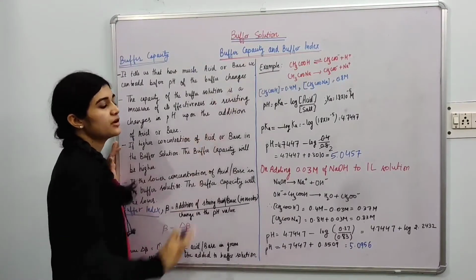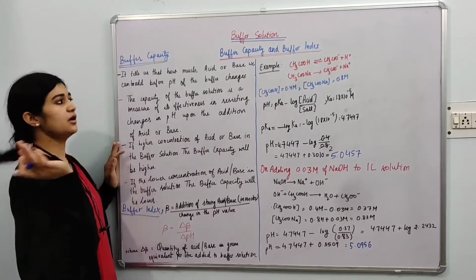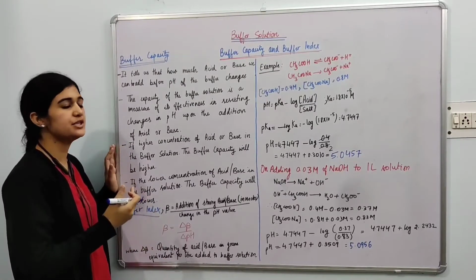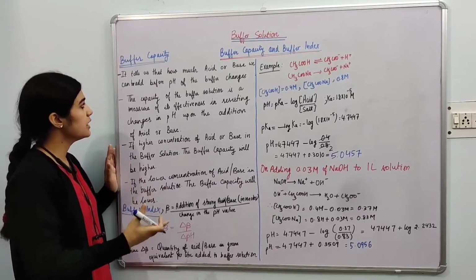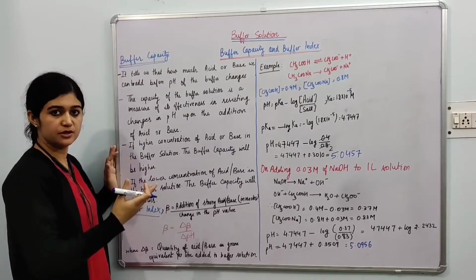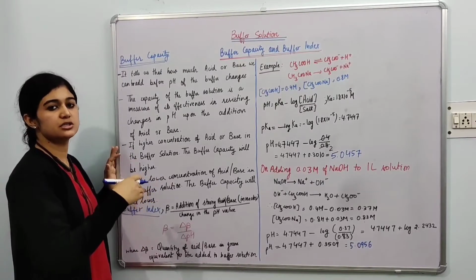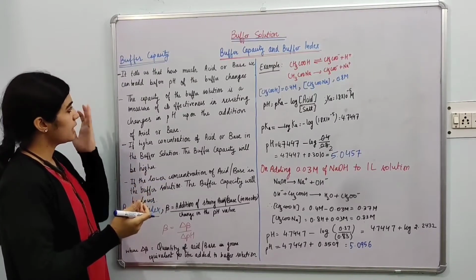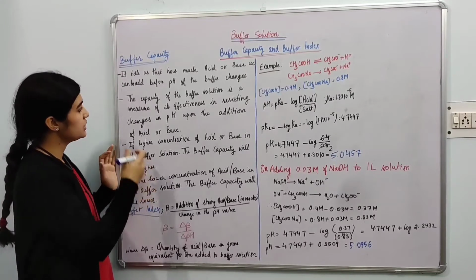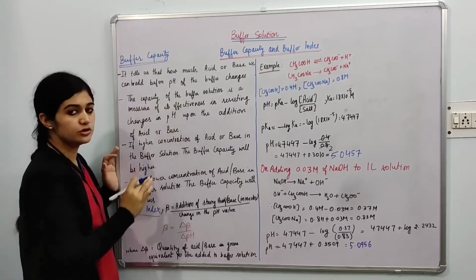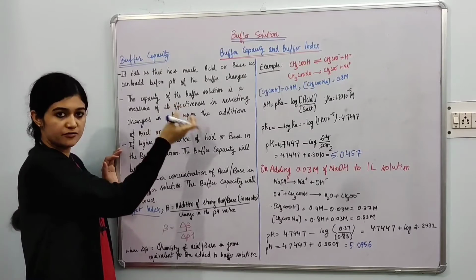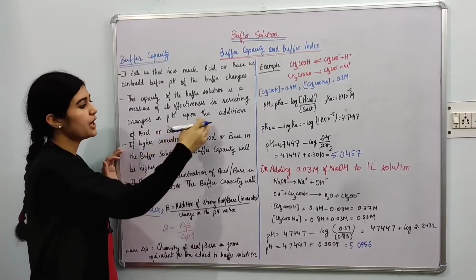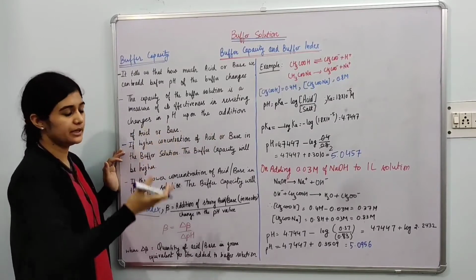Buffer capacity and buffer index. So in very simple words, buffer capacity tells us how much acid or base we can add to our buffer before its pH changes. In a proper definition, we can say the capacity of a buffer solution is a measure of its efficiency in resisting the change in pH upon addition of acid or base.